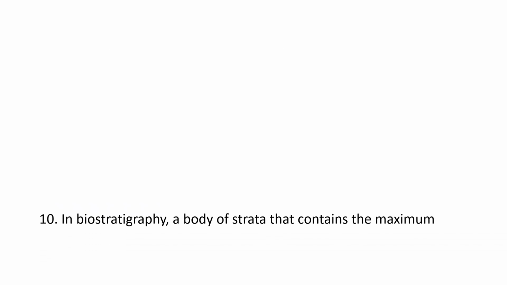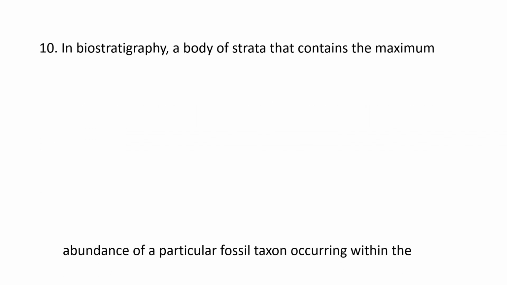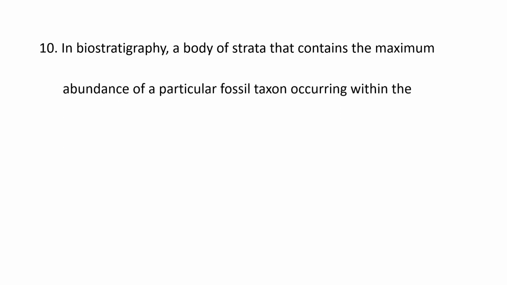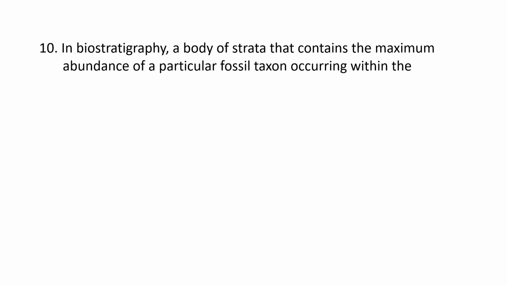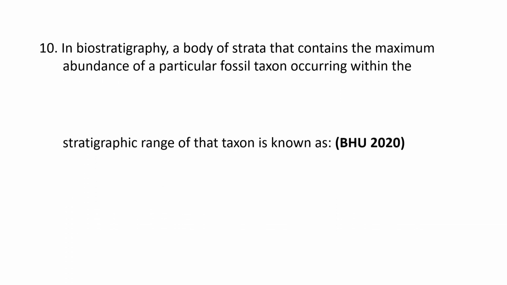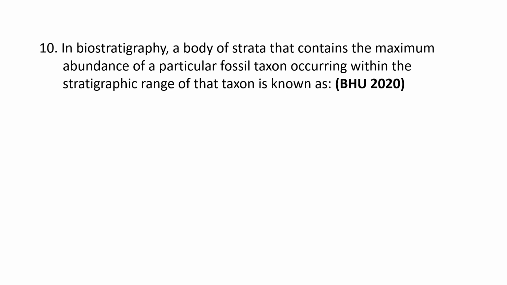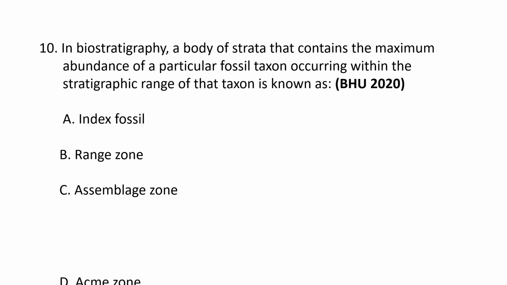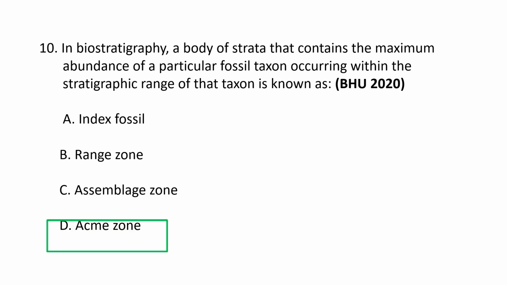Next question. In biostratigraphy, a body of strata that contains the maximum abundance of a particular fossil taxon occurring within the stratigraphic range of that taxon is known as A. Index fossil, B. Range zone, C. Assemblage zone, and D. Acme zone. So the correct option is Acme zone. In biostratigraphy, a body of strata with the highest abundance of a particular fossil taxon within its overall stratigraphic range is known as an abundance biozone.